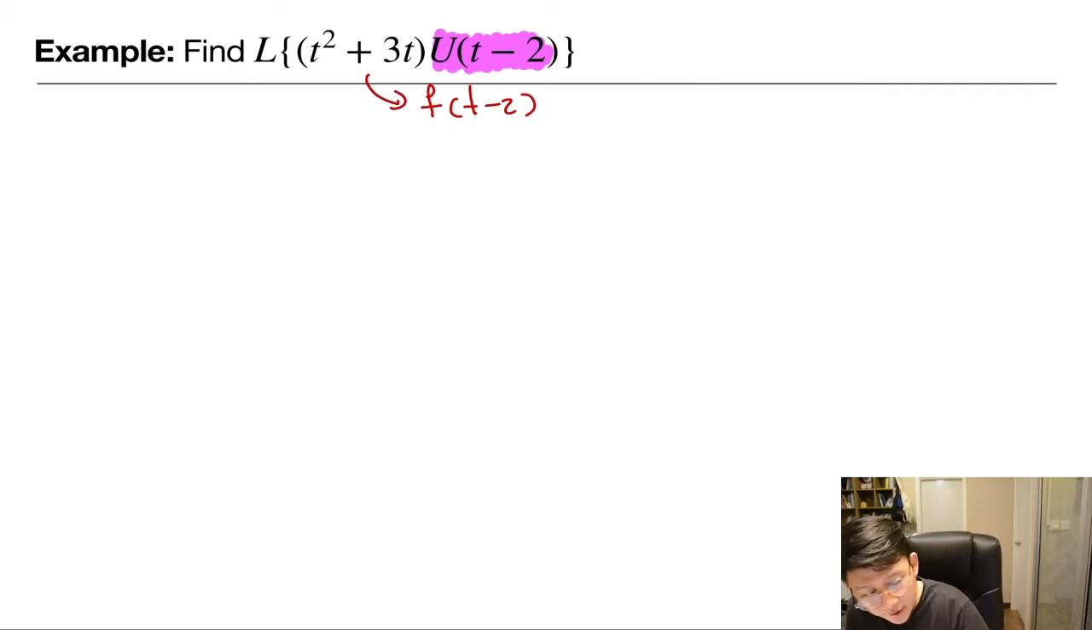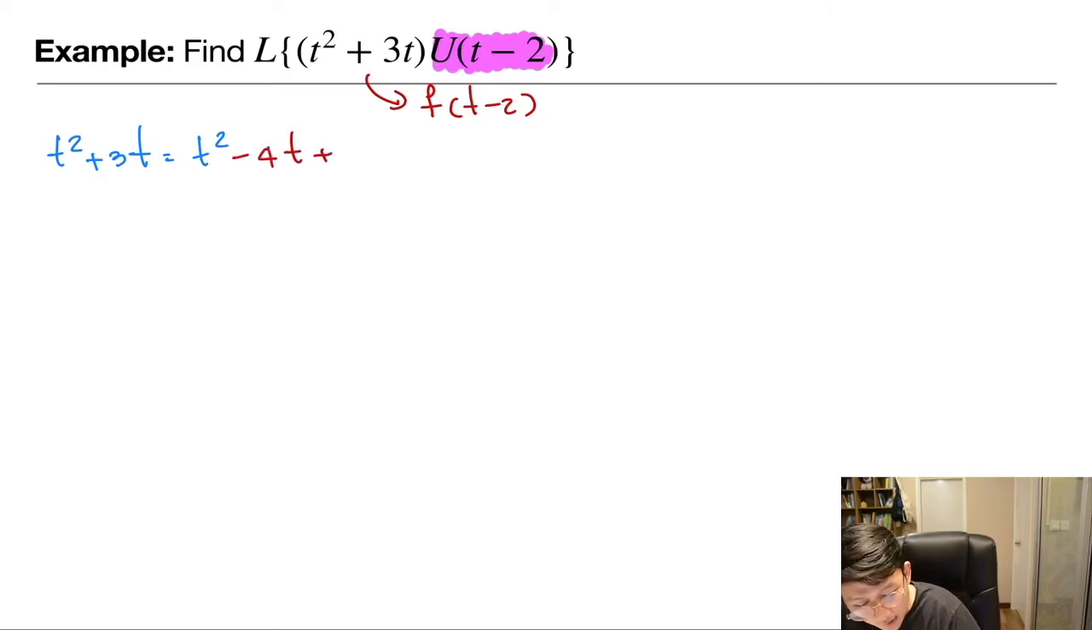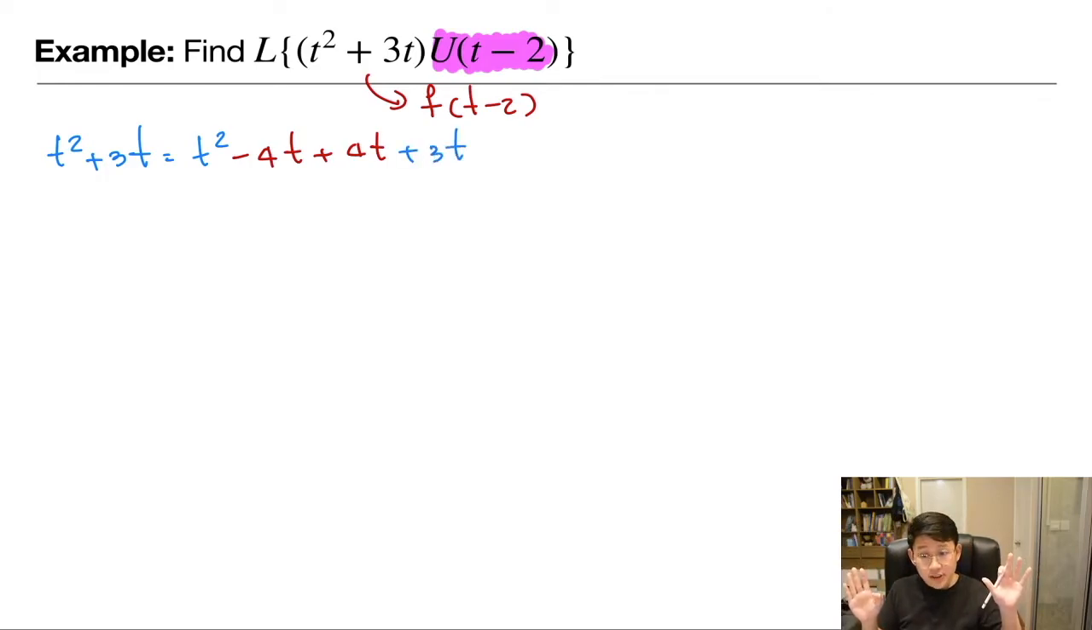So first we investigate this function, and then I write it down in terms of t squared, and then I minus 4t, and then I plus 4t and plus 3t. It's okay, isn't it? Because I minus 4t and then I plus 4t.